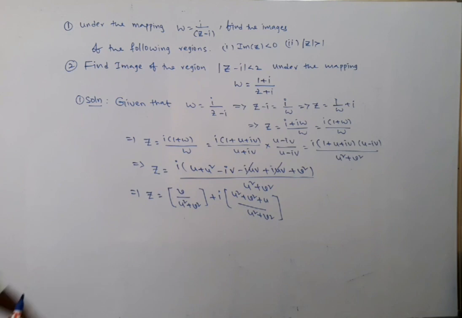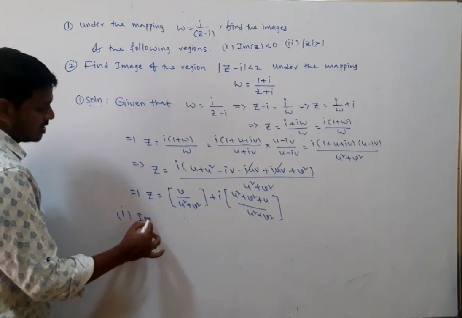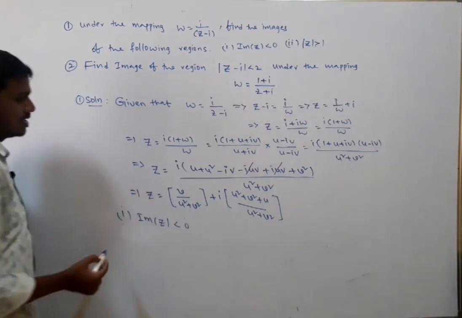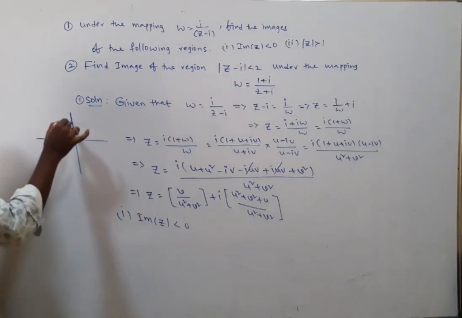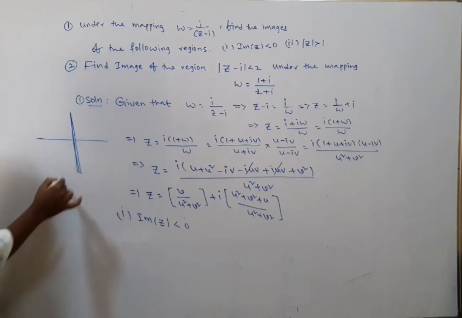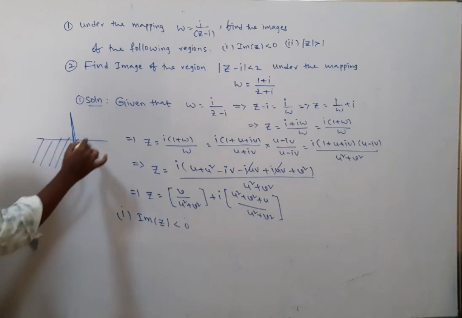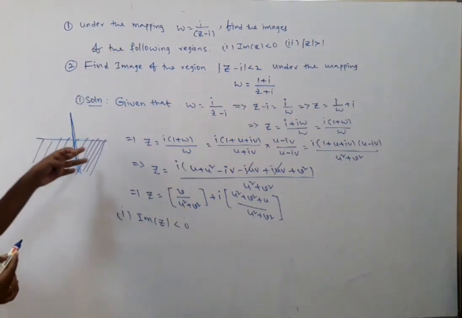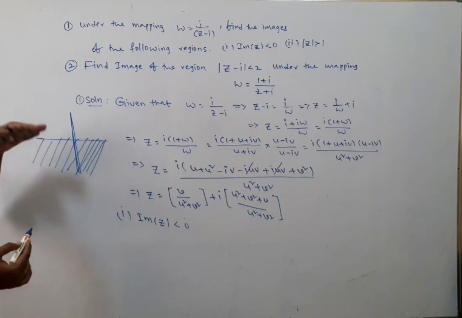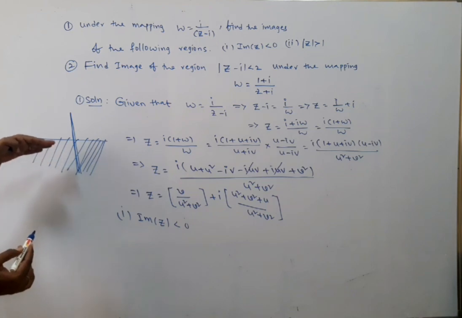Now coming to the very first problem. The given region is: imaginary part of Z is less than 0. Imaginary part of Z less than 0 means you may draw the rough diagram. This is the imaginary axis. When the imaginary part becomes negative, it is in the third region as well as in the fourth region. We need to find the region under the transformation W equal to i divided by Z minus i.